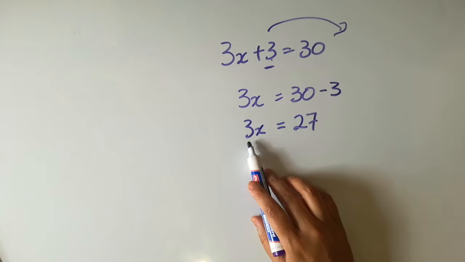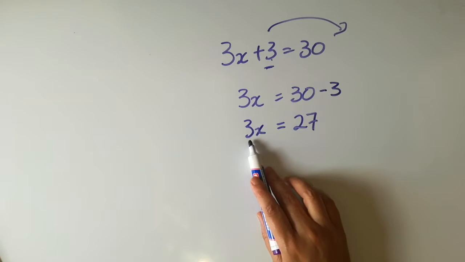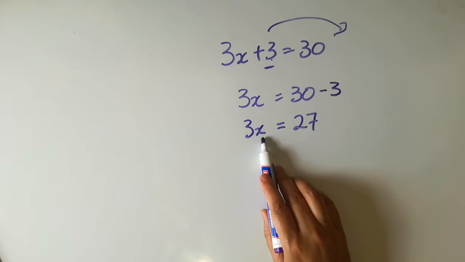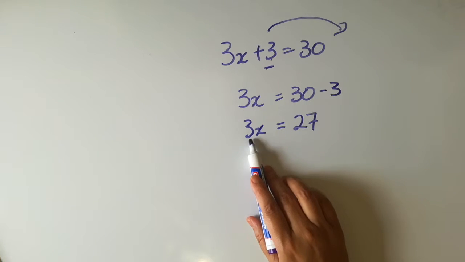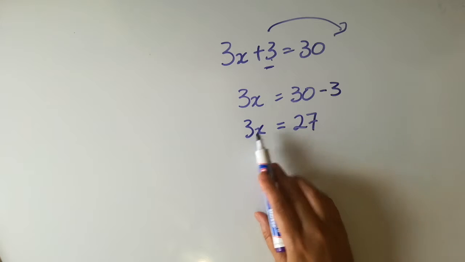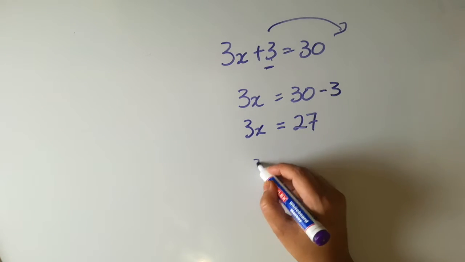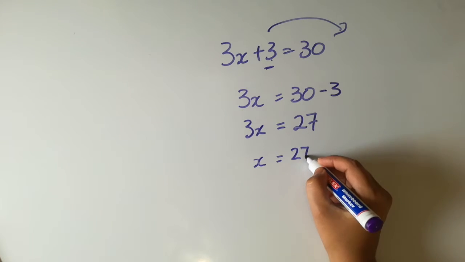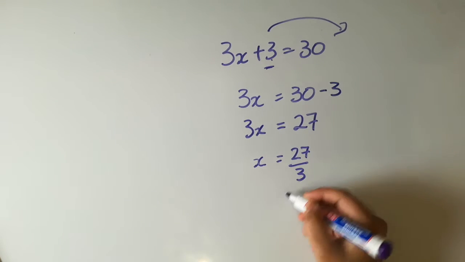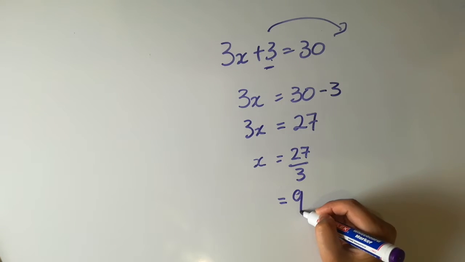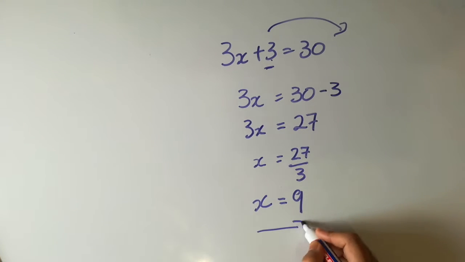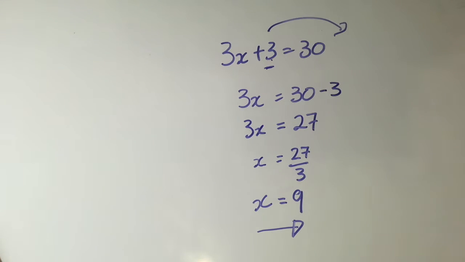Now, as we know from the previous example, 3x is actually 3 times x. So if I move this 3 here, I'm multiplying on this side. If I move it onto this side, I've got to divide. So x will be equal to 27 divided by 3, which is equal to 9. So x is equal to 9.